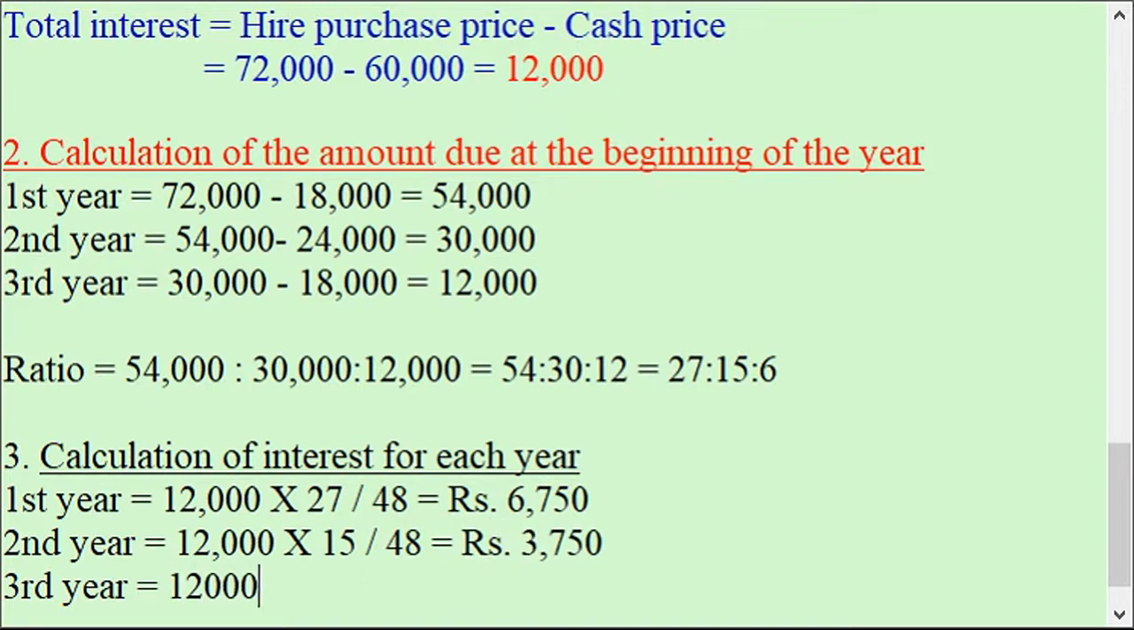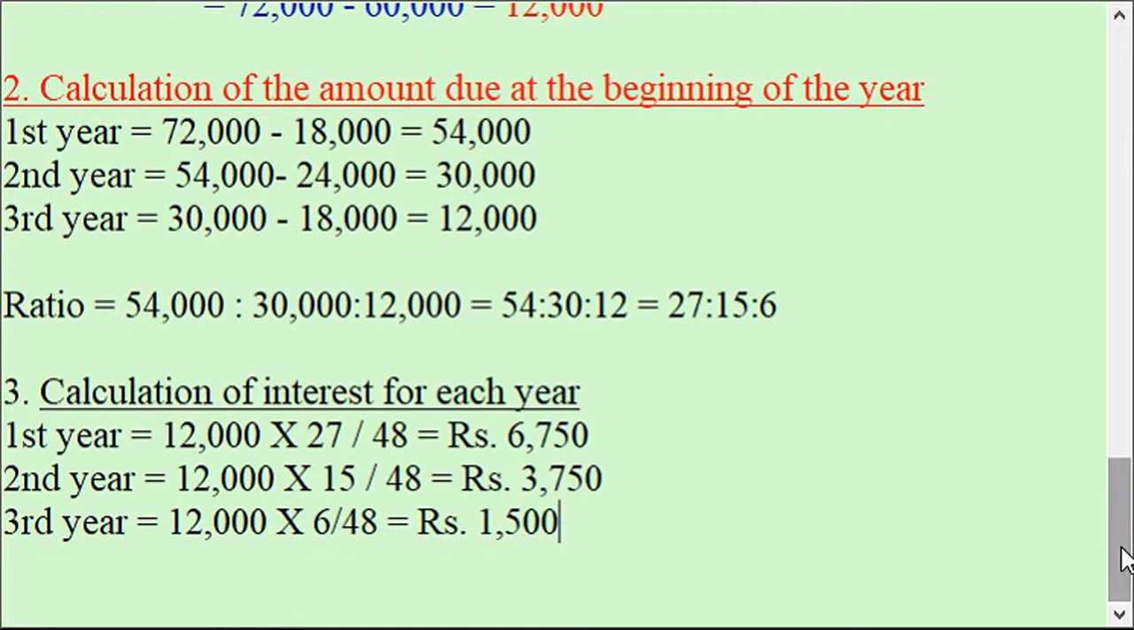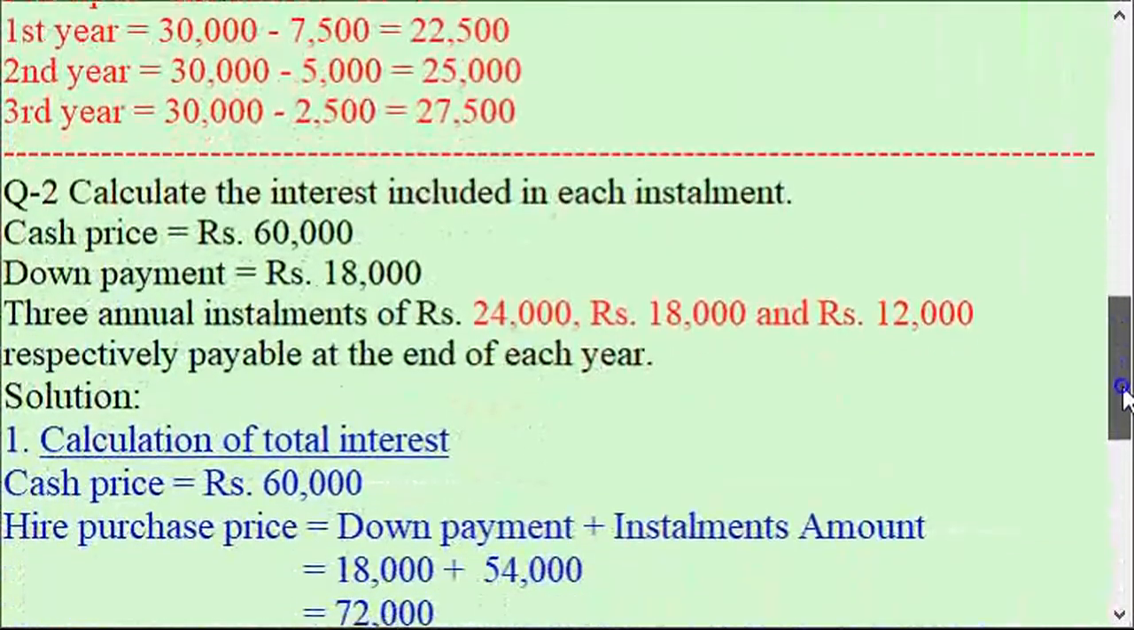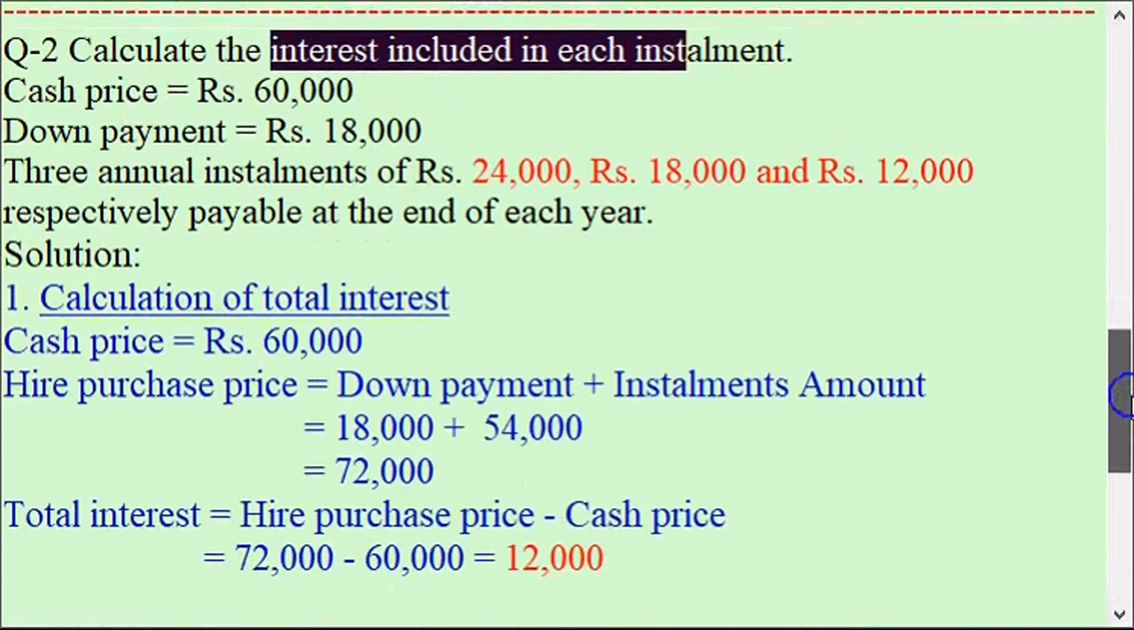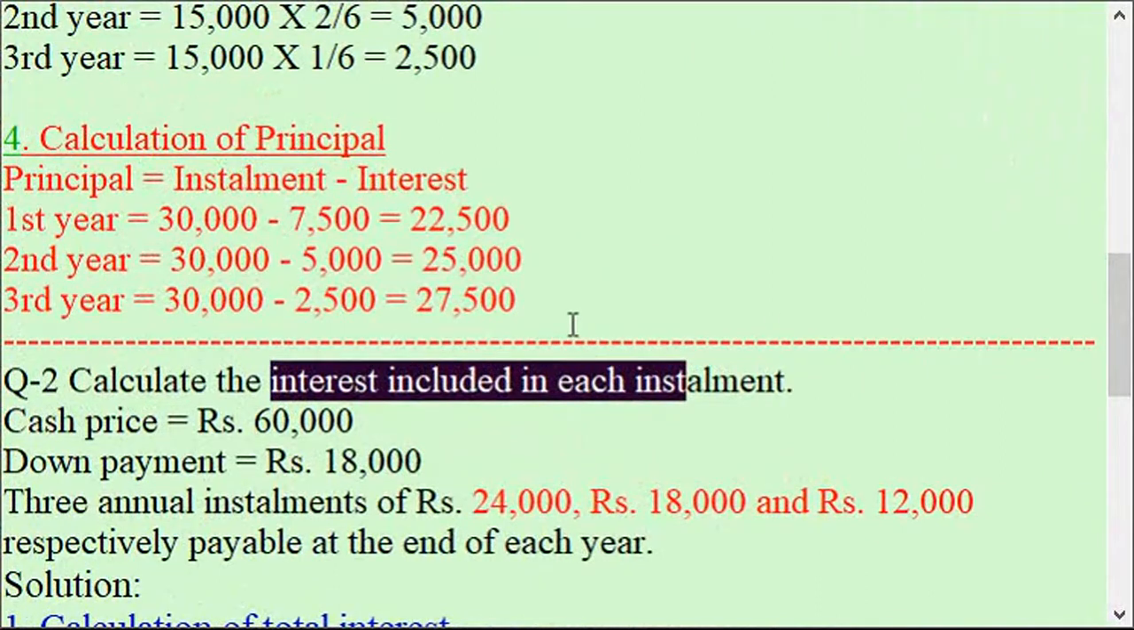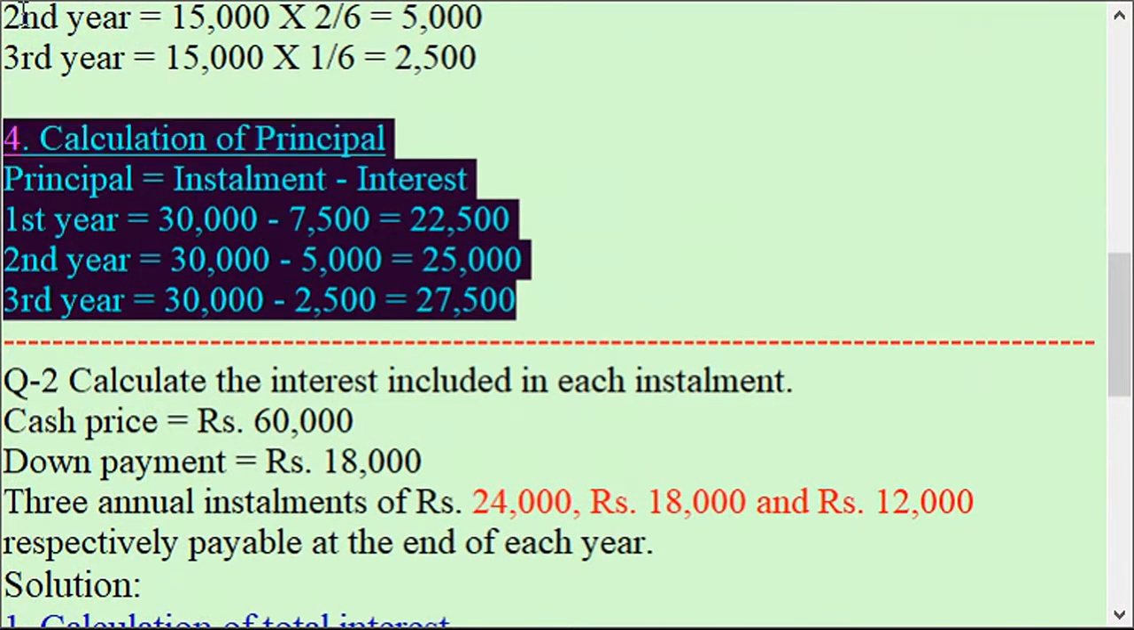And third year 12,000 into 6 divided by 48, rupees 1,500. That's the interest which is payable every year and included in the installment. The question is only to calculate the interest amount included, not the principal amount. So I'm not calculating principal amount like the previous calculation done in the first question.